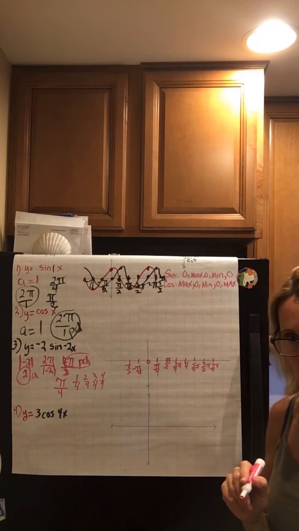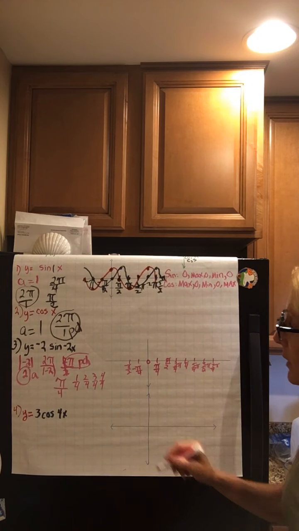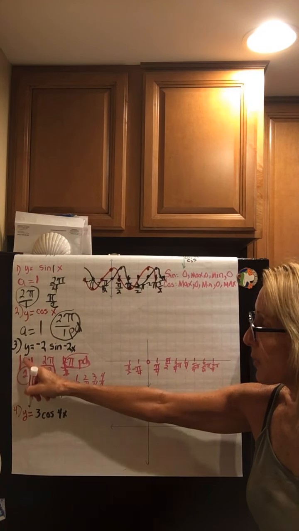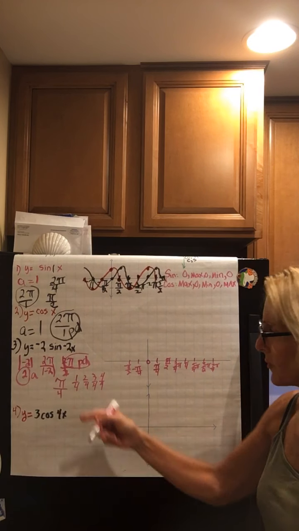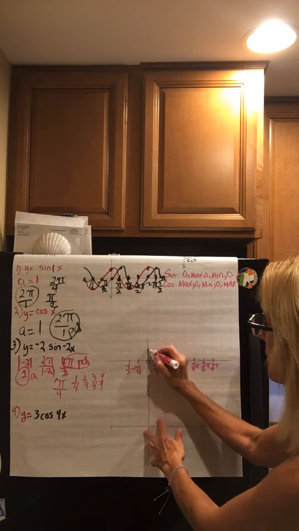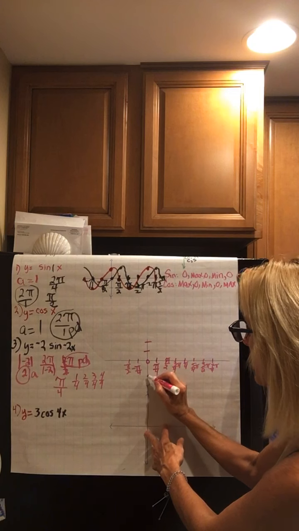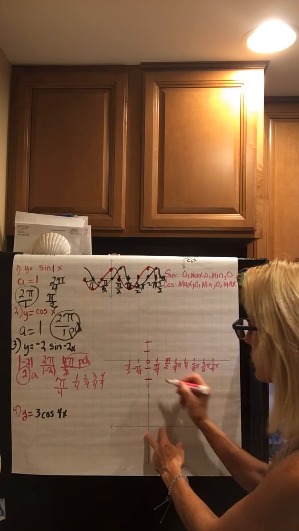We'll just do the negatives. We'll just do a couple. Now our amplitude, remember it was a negative. That's going to be important in a minute. But I still can do this. I can mark my amplitude up and down 2.